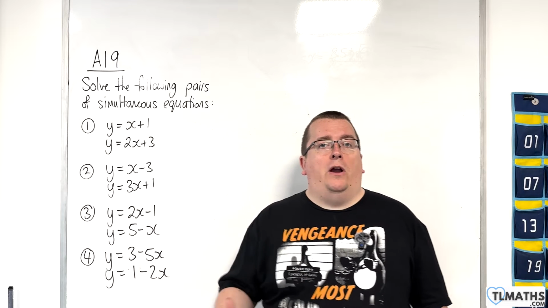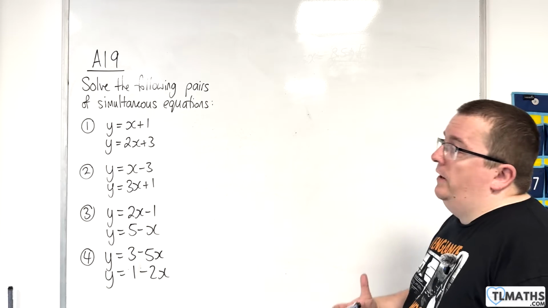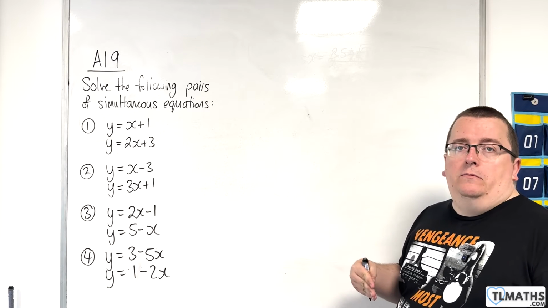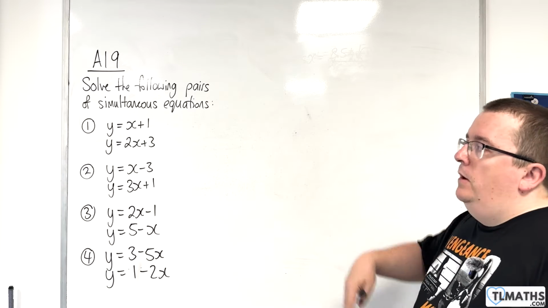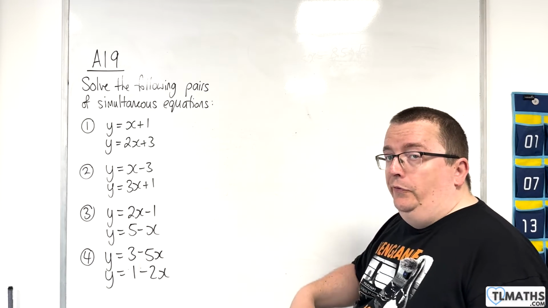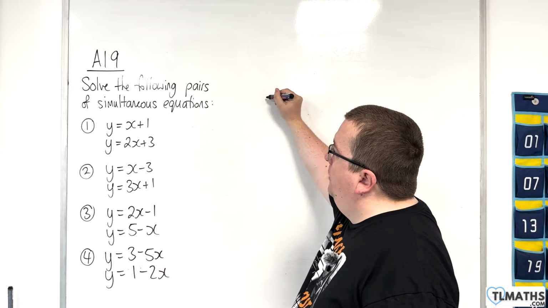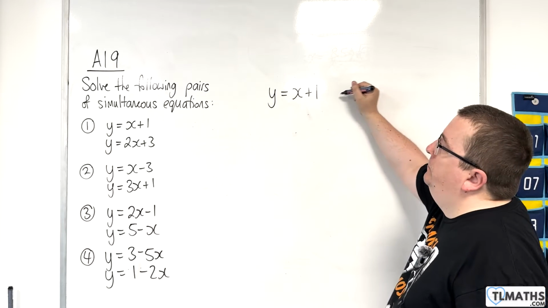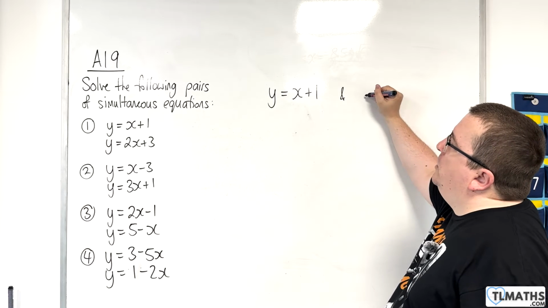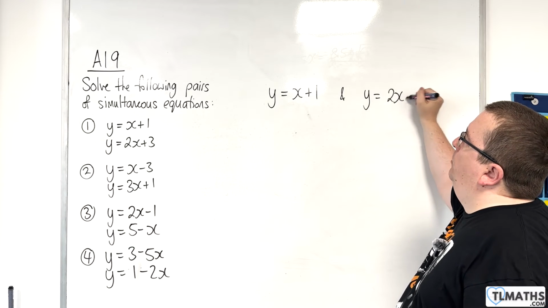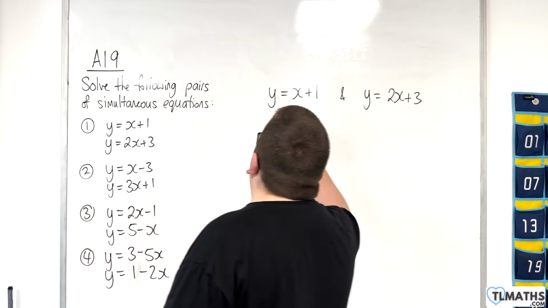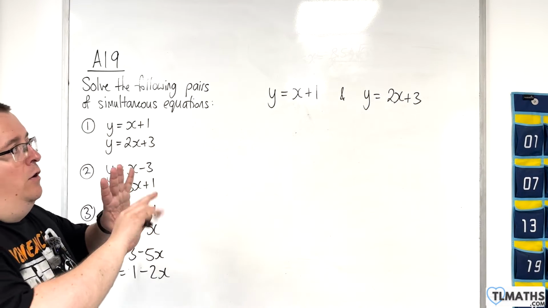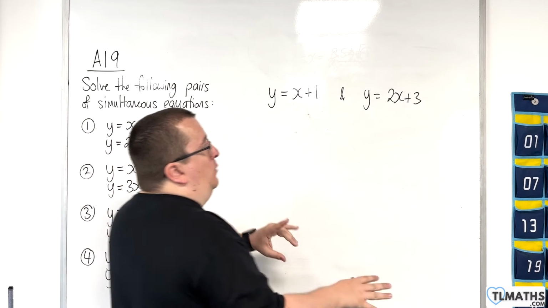So in this video, I want to go through some examples of solving simultaneous equations. And each of these are in the form of y equals mx plus c. So when they're both y equals, like this, the method that you can use is to just put one equal to the other. So if we have these two equations, y equals x plus 1 and y is equal to 2x plus 3, then the x plus 1 must be equal to 2x plus 3.